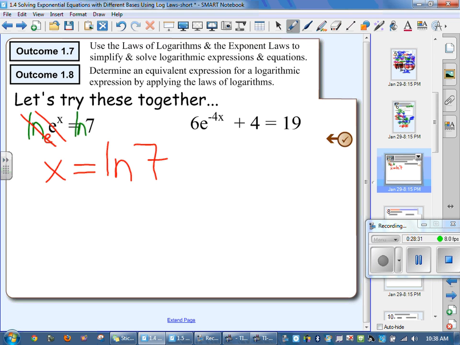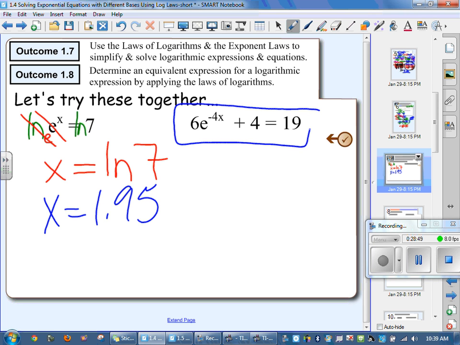Okay, so this is going to give us 1.95. Okay, the one on the right here. This question is exactly like the question we did just before we did the ln 7 question. So everybody try this one on your own. Push pause now and play when you're ready.